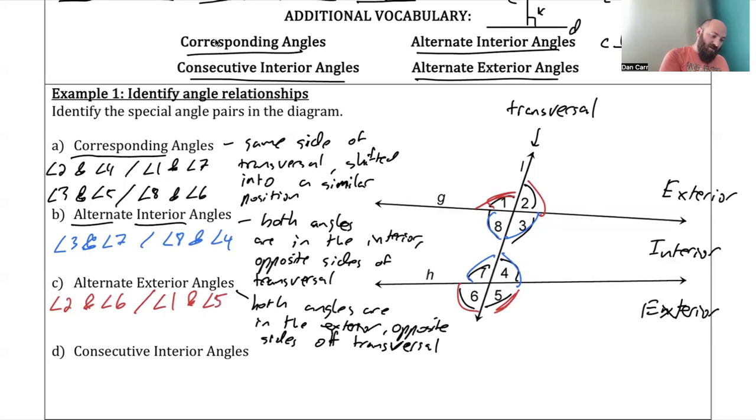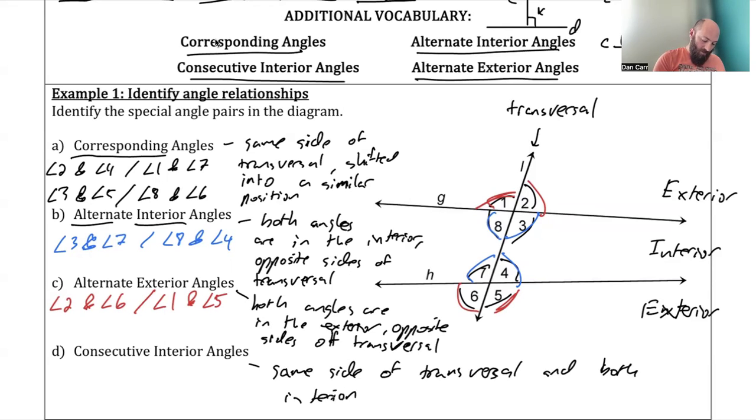My last one is consecutive interior angles here. So consecutive interior angles are on the same side of the transversal and both in the interior. Okay, same side of the transversal and both in the interior. So let's do this in green here. So angle 3 and angle 4, those are consecutive interior angles. So angle 3 and angle 4, as well as 8 and 7. Okay.